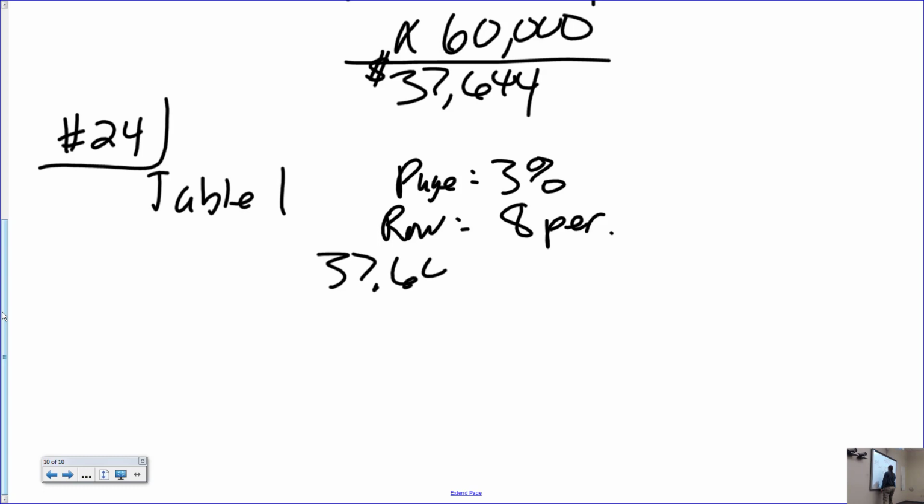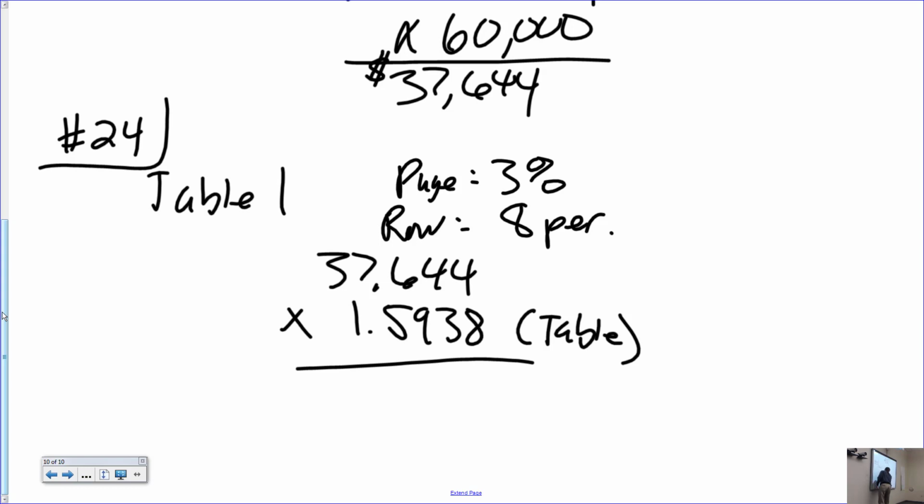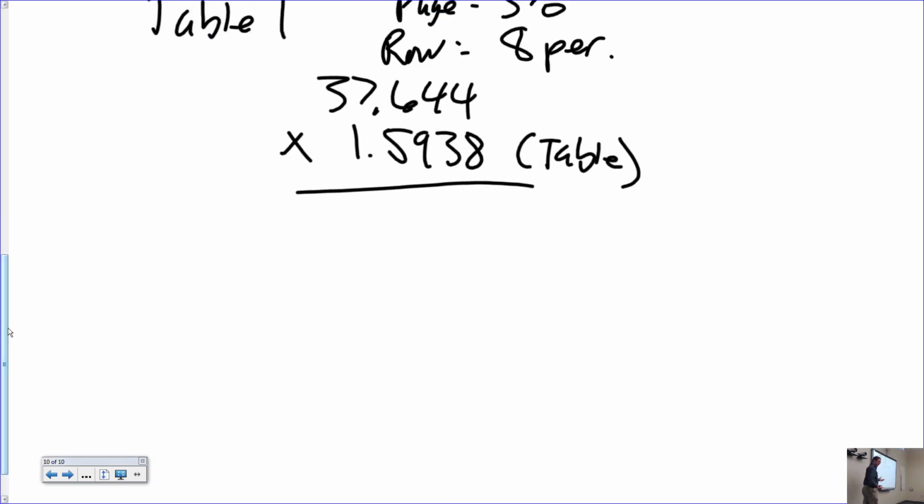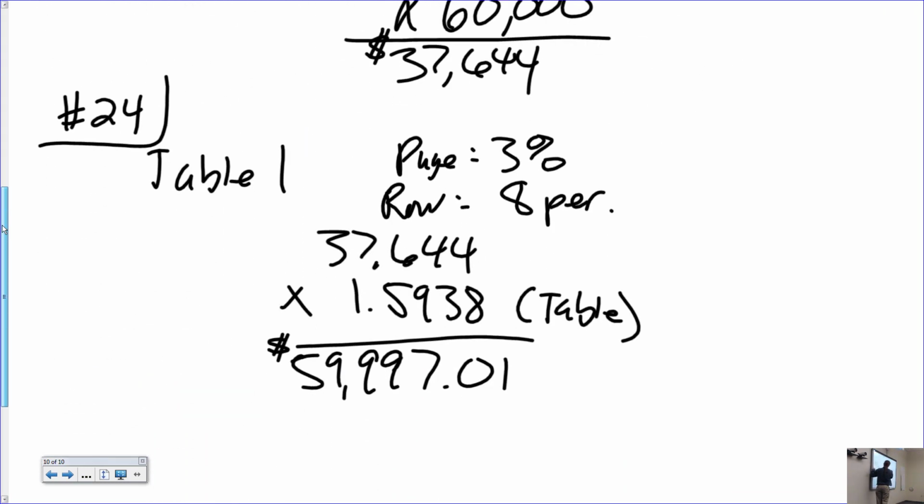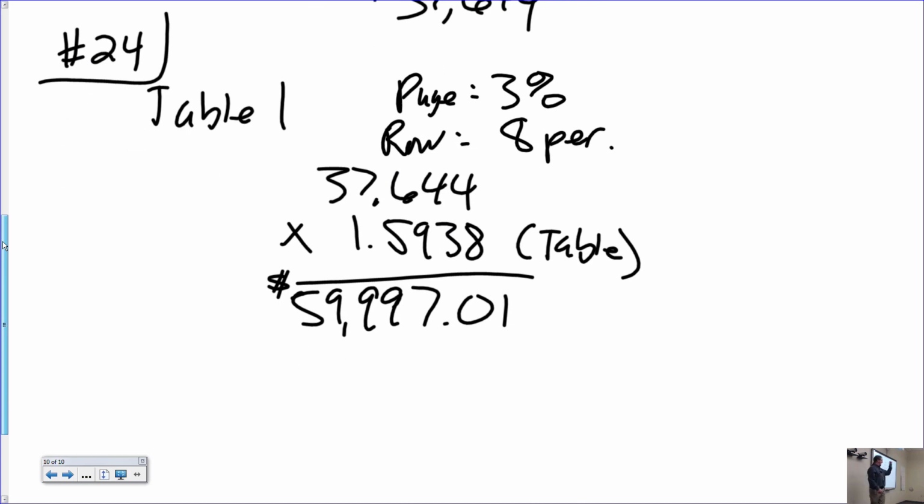So what's my table value for 37,644? 1.5938. And that had better get us relatively close to $60,000, right? $59,997. So he's going to have to beg for that last $3. Sorry, $2.99 that he has to beg for. And note this is the checking technique, folks. Whichever row you're using, make sure that the same page and row gets you backwards.